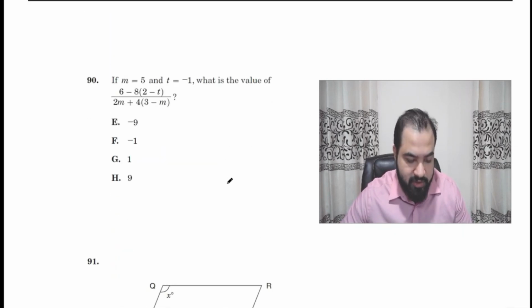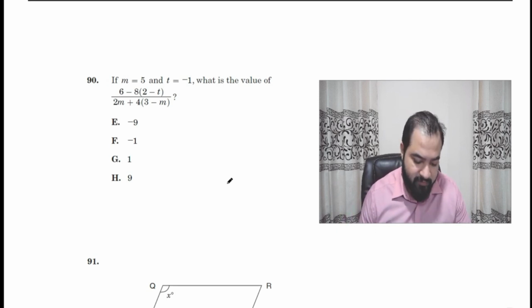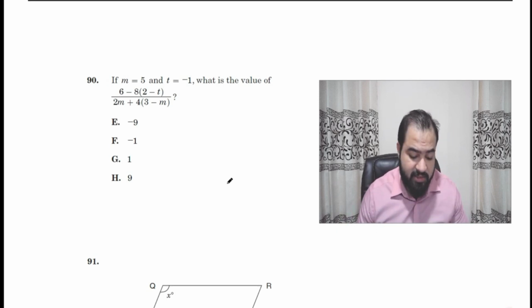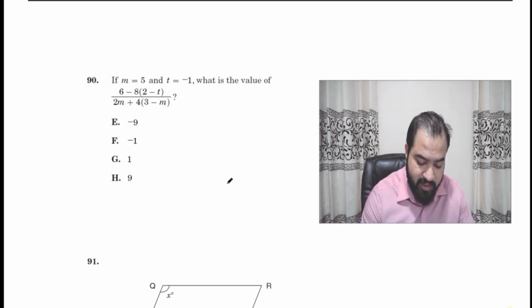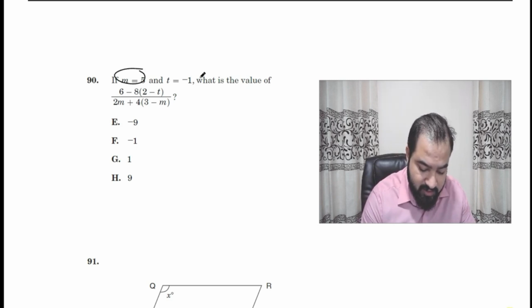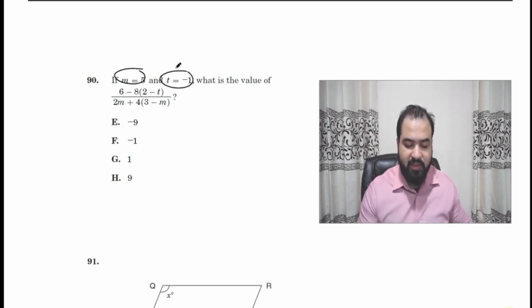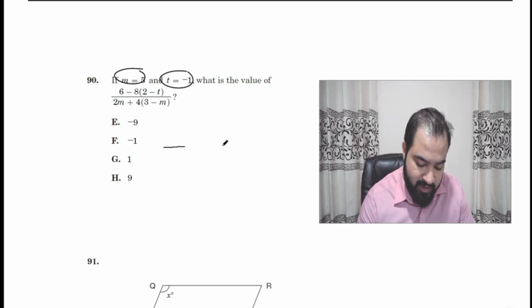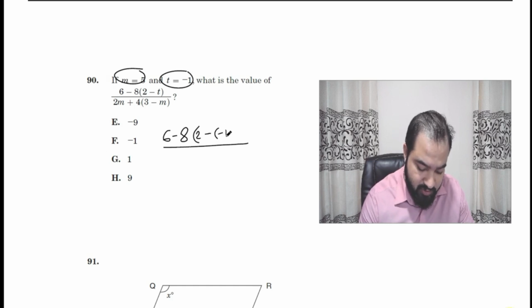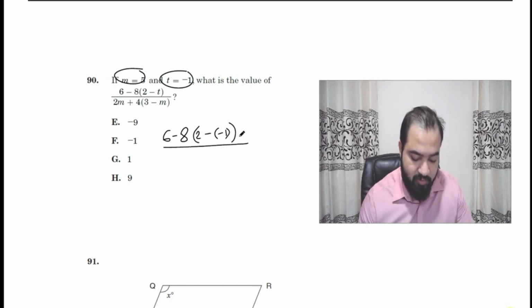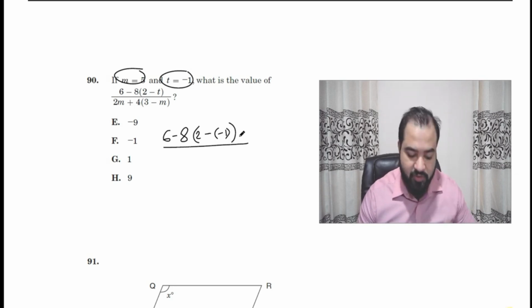Then we have question number 90. It's just plugging in, a very simple question. But in these cases, you have to be a little bit careful. You don't want to make any mistakes. It says m is equal to 5 and t is negative 1. Whenever you plug in, I recommend that you use a set of parentheses so you don't make mistakes. So we have 6 minus 8, and then we have 2 minus t, where t is negative 1. Remember I told you to use a set of parentheses when you plug in. Not the ones they used, use your own.